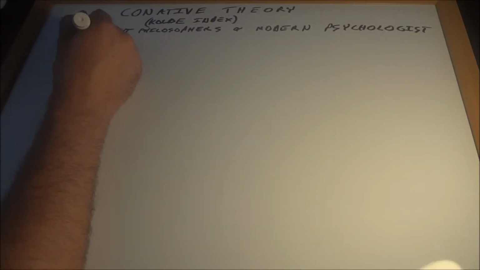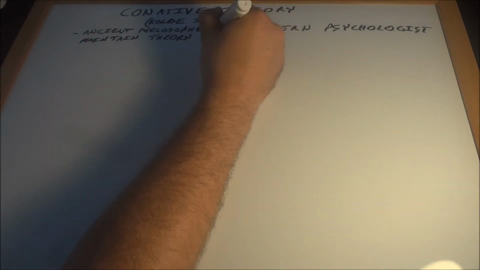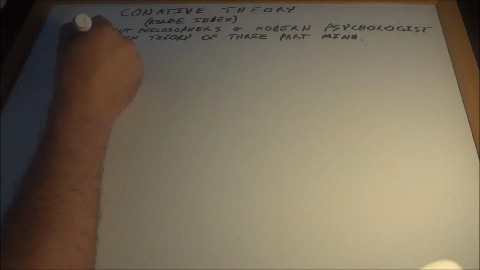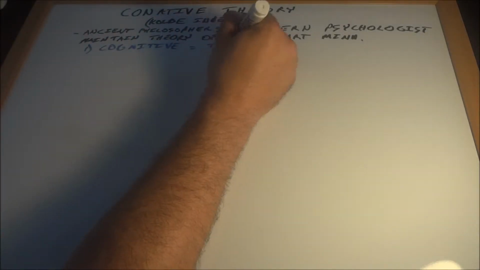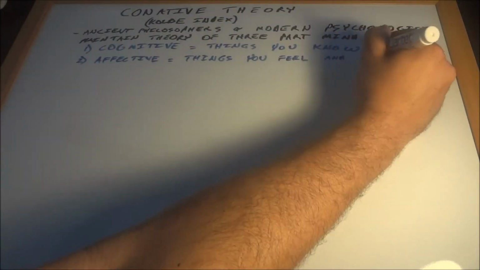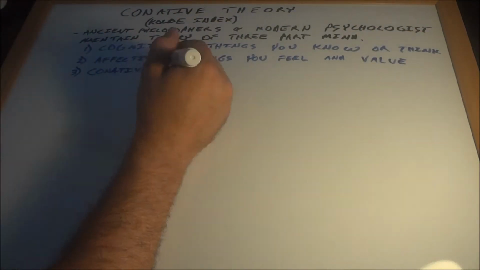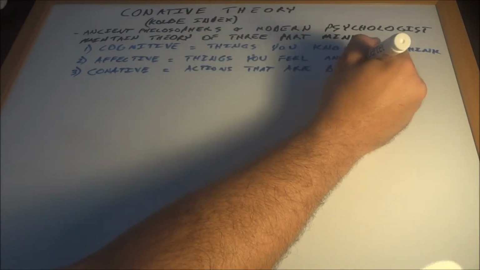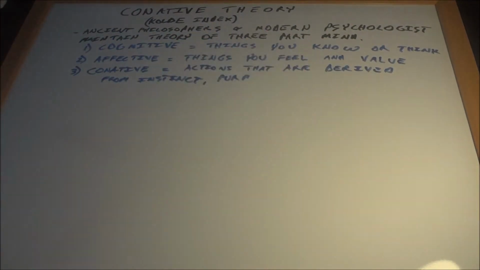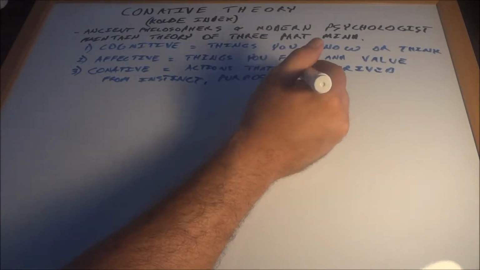Ancient philosophers, as well as modern psychologists, are in agreement and maintain a theory of a three-part mind. The first part is the cognitive portion of the mind. This is the things you know or think. The second part of the mind is the affective portion. This is the things you feel or value. And the third part is the conative section. This is the actions that are derived from instinct, a purposeful mode of striving.